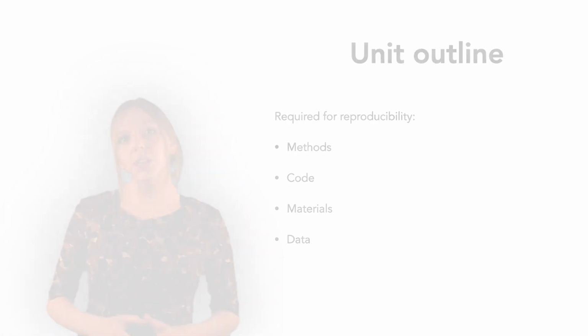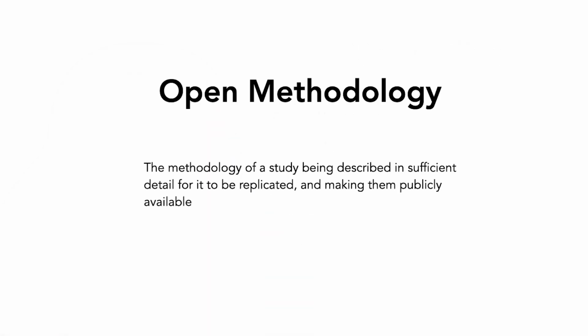Open data will be the focus of the next unit, but the other parts are the basis of what we will cover now. One of the outcomes of the replication crisis in psychology was to reveal how much the information included in scientific articles falls short of what is necessary to reproduce studies. Open methodology, materials, and code can participate in fixing this. Open methodology means that the methodology of a paper is accessible to all and described in sufficient detail for it to be replicated if need be.